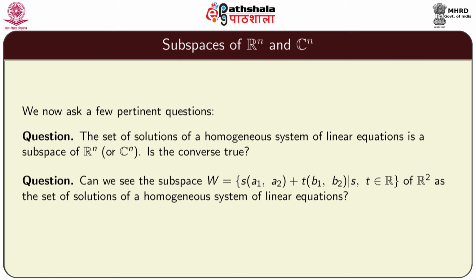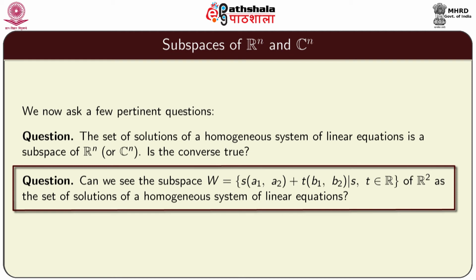And the second question is that we have just now seen that R2 as a vector space has subspaces which are of this form. In fact, any subspace can be written in this form for suitable A1, A2 and B1, B2. Can we see that this is the set of solutions of a homogeneous system of linear equations?